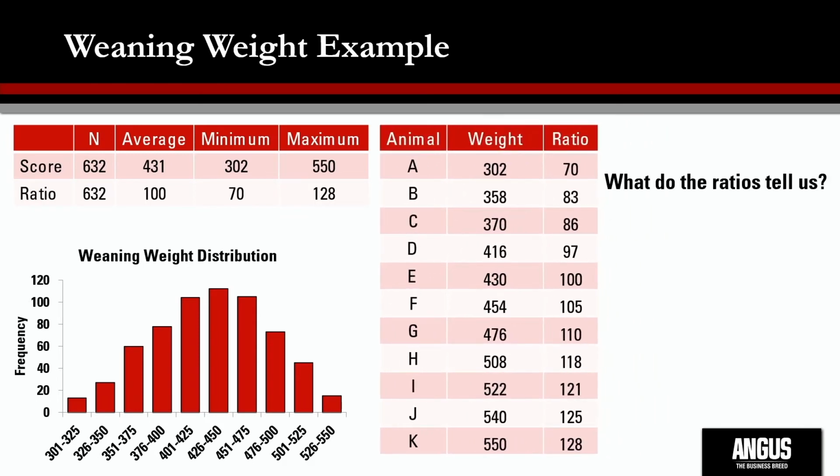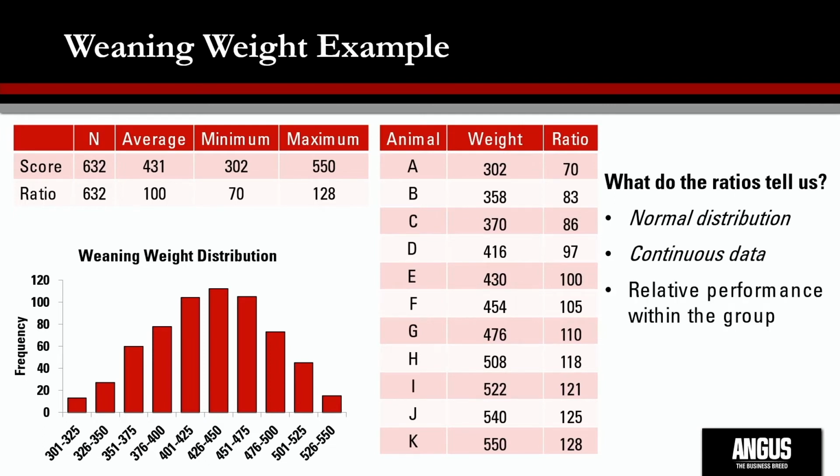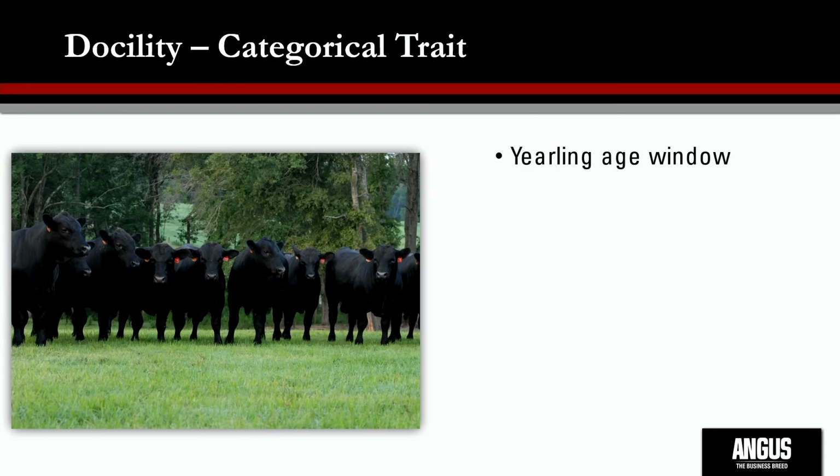So what do these ratios really tell us? Well, we had the normal distribution, we had continuous data, and so it tells us the relative performance within that group, right? We can compare these animals within their group and know how they performed. Now, if we switch gears a little bit, and now we look at a categorical trait, something like docility, it's going to look a little different.